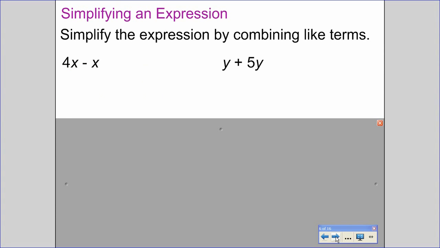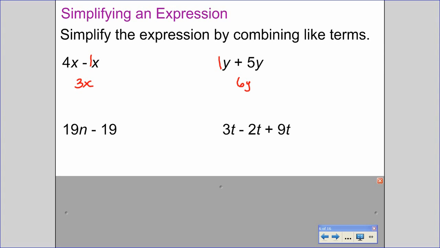We're going to go ahead and try to simplify some expressions by combining like terms. Let's look at the first one. 4x minus x. Well, 4x take away 1x. Remember, if we don't see a coefficient in front of a variable, we can assume that there's a 1 there. So 4x take away 1x is 3x. Same thing on the next one. 1y plus 5y equals 6y.